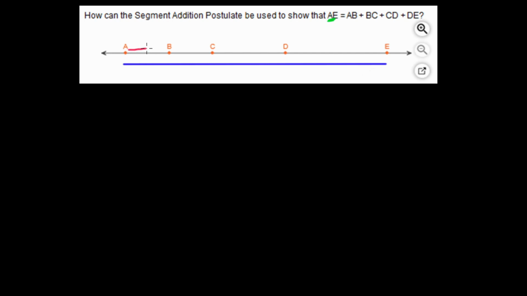So we have AE is equal to AB plus BC plus CD plus DE.